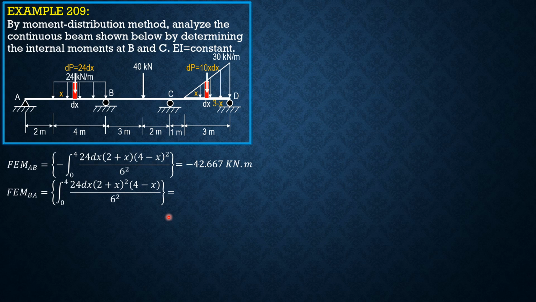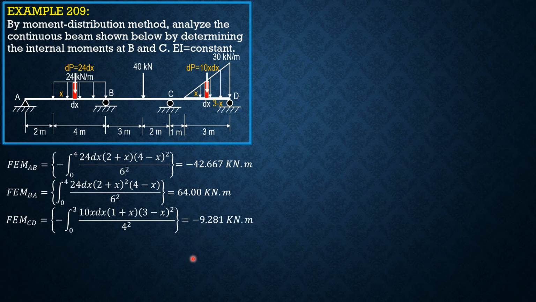That is 64.00 kilonewton meter. Fixed moment CD is negative integral of quantity 10x, 0 to 3, times (1 plus x)(3 minus x) squared over 4 squared. And that is negative 9.281 kilonewton meter. And fixed moment DC is positive integral 0 to 3, 10x dx (1 plus x) squared (3 minus x) over 4 squared. And that is equal to 18.844 kilonewton meter.